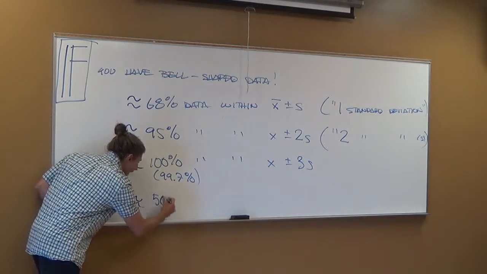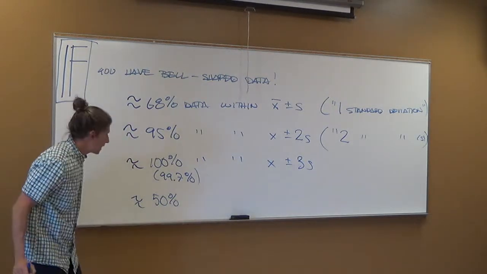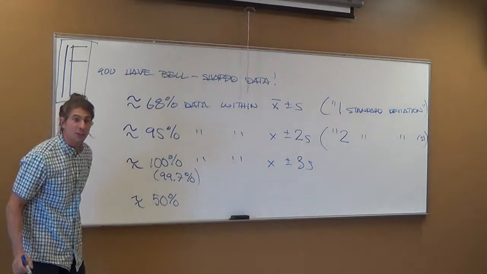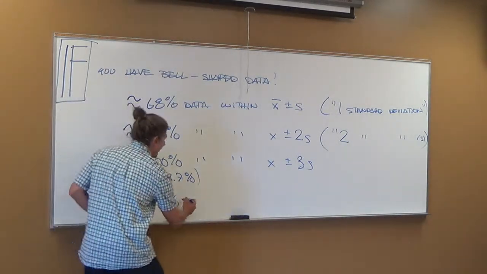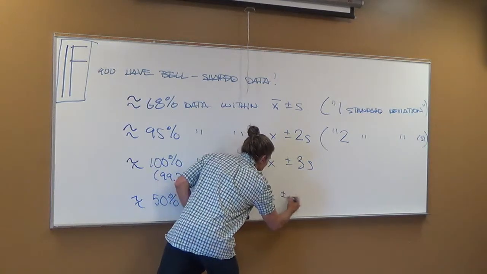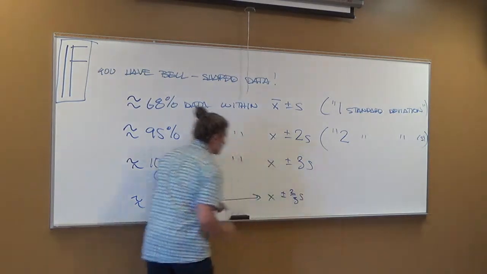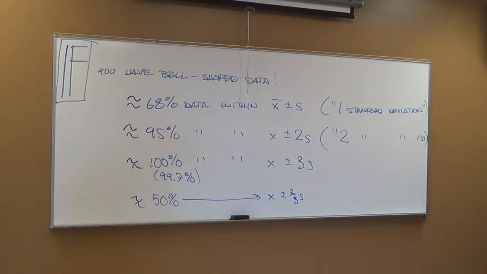You get about half of your data within 2/3. I discovered this one a few years ago. Nobody ever talks about this one. About half of your data is within 2/3 of a standard deviation. I think we should check that on our data and see if it holds. Let's check that one ourselves.